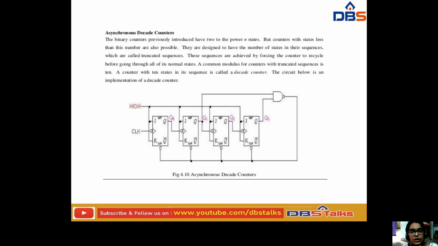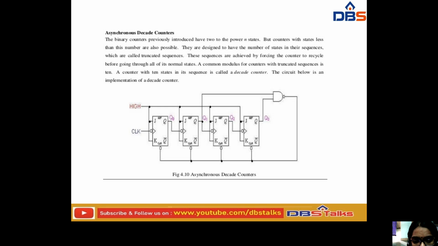Now let us see the asynchronous decade counters. The binary counters previously introduced have 2 to the power n states, but counters with fewer states than this number are also possible. Whatever counters I have designed have a set number of states in their sequence. The sequence with fewer states is called a truncated sequence.